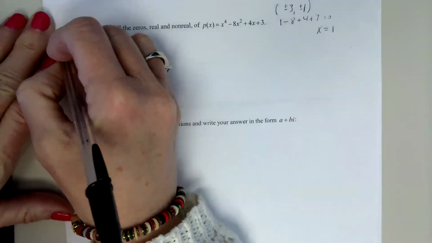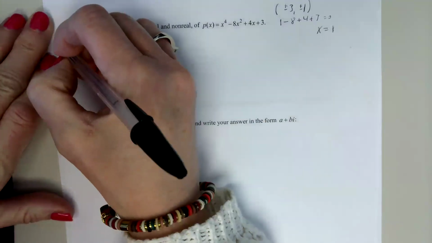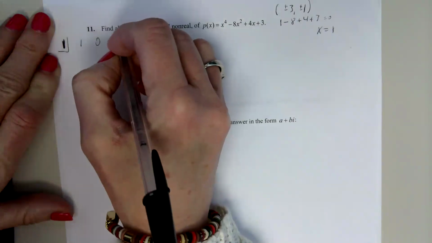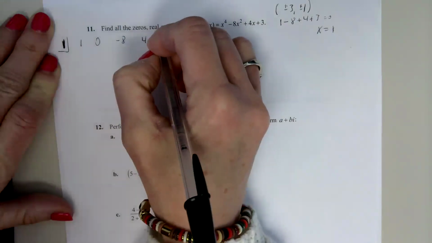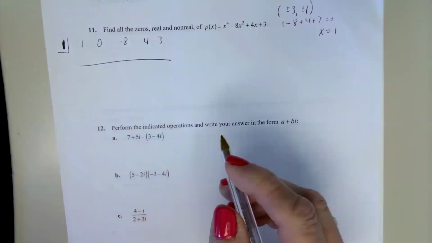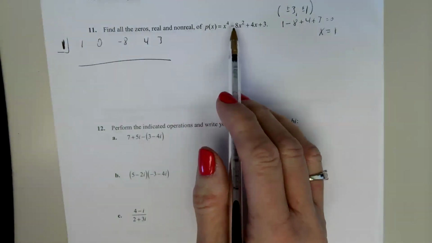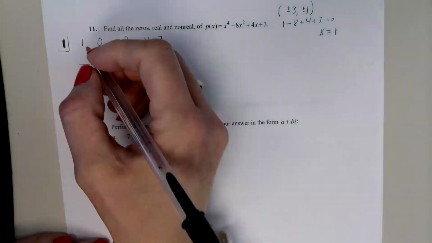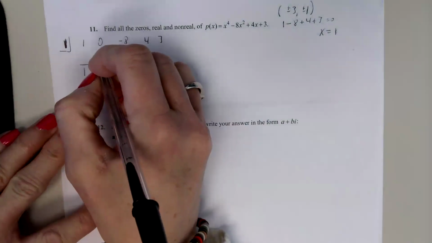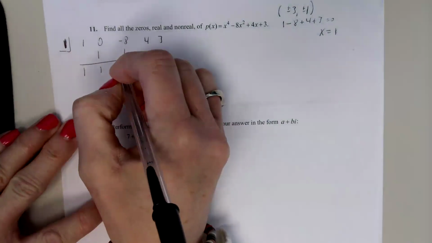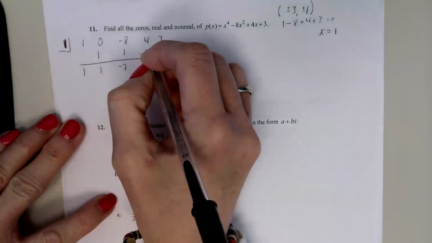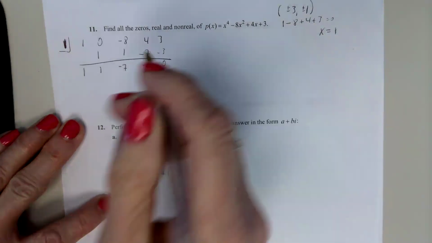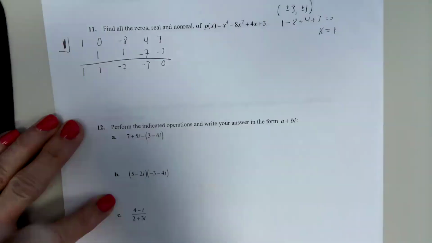And so I can use my synthetic division to help me find the others. And remember, my coefficients, there is no x cubed term, so I have to use 0. Okay, so I bring down my 1, and I multiply and get 1, I get 1, 1, and negative 7, and negative 7 is a negative 3, and then negative 3 is 0. Okay, so that's one of them.